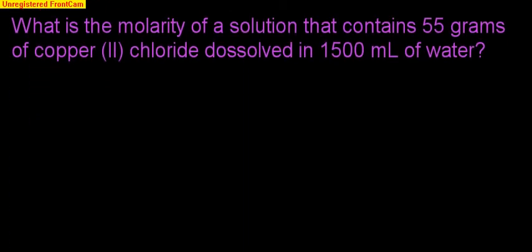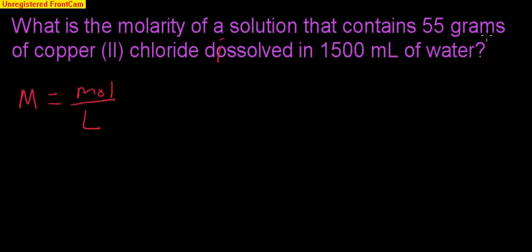This first problem says, what is the molarity of a solution that contains 55 grams of copper 2 chloride dissolved in 1500 milliliters of water. The first thing to do is to write out our formula. Molarity, capital M, is equal to moles of solute divided by liters of solution. So moles divided by liters.